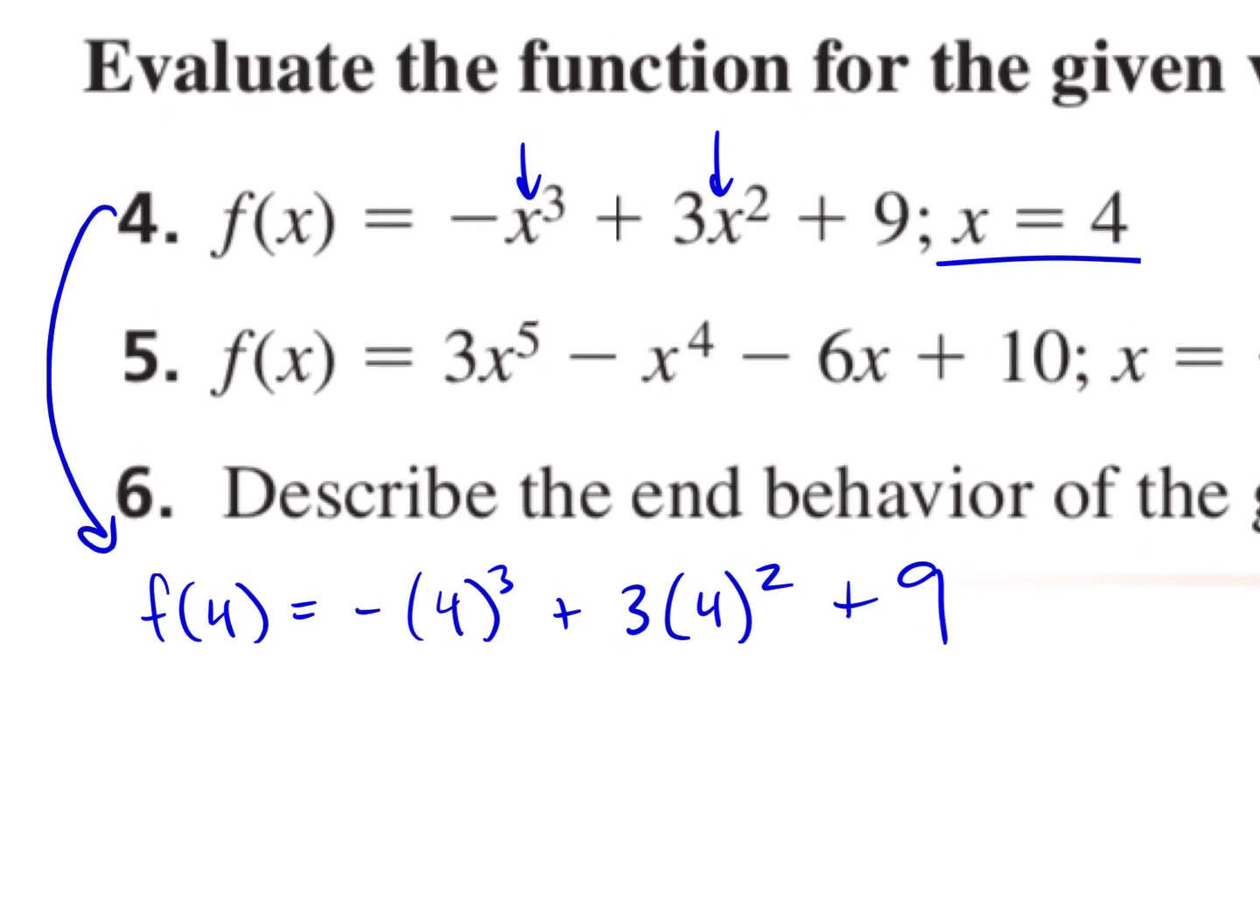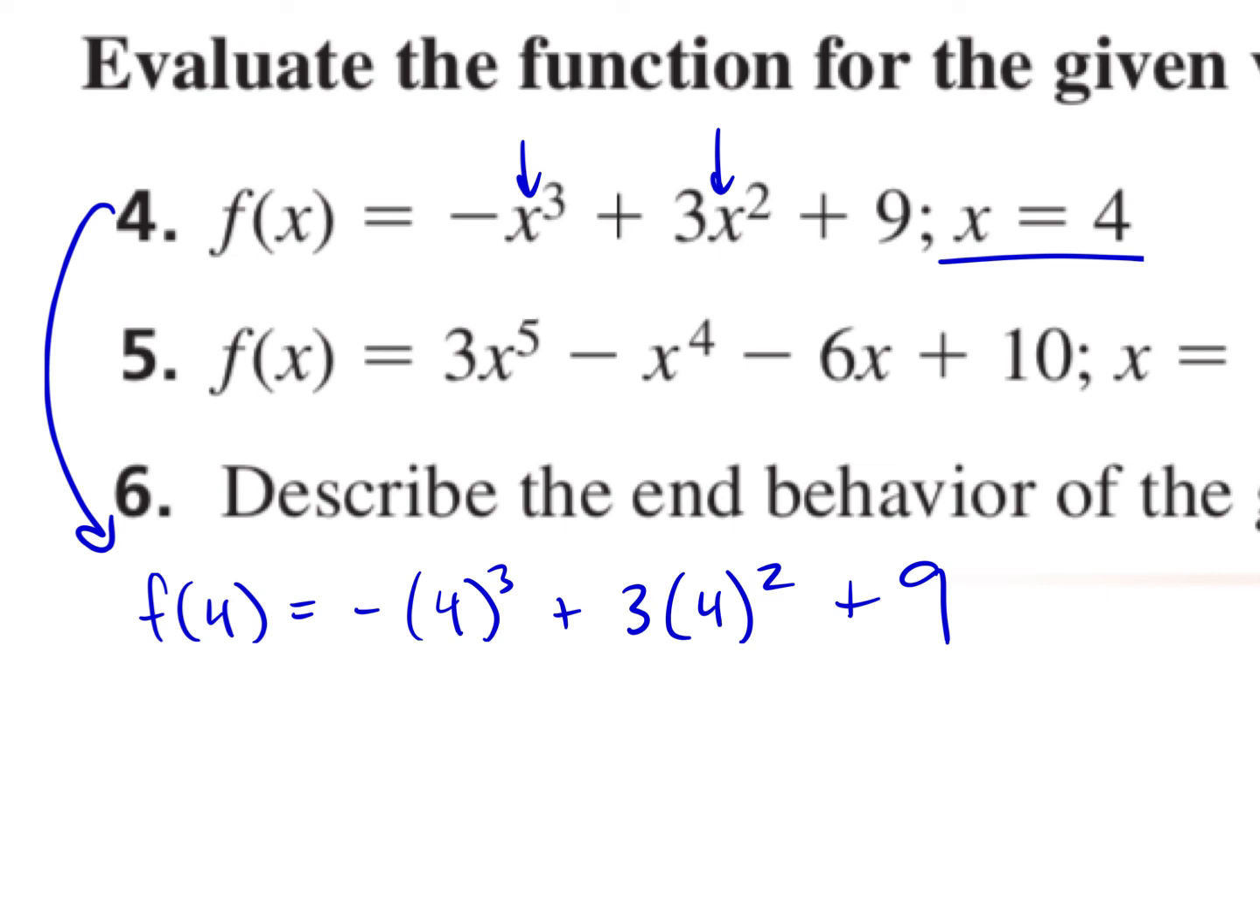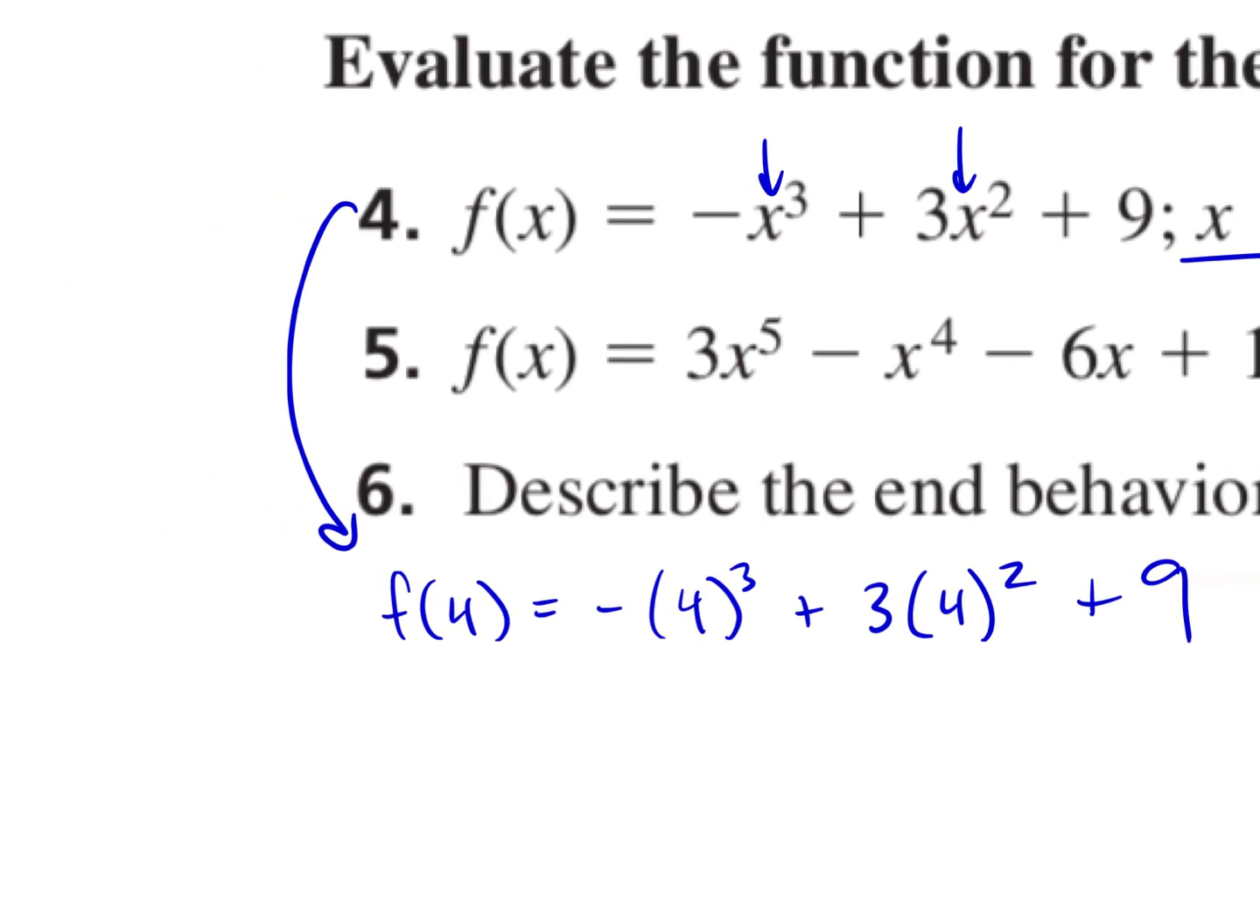Now a super duper common mistake is that when people plug it in, they won't put it in parentheses. So they'll think the negative 4 is what gets the exponent. That negative is on the outside. So you do the exponent of the number first, and the negative just stays outside. What is 4 to the third power? 64. Awesome. It's like saying 4 times 4 times 4. 4 times 4 would be 16, and then 16 times 4 would be 64. So, negative 64, because that negative just stays on the outside.